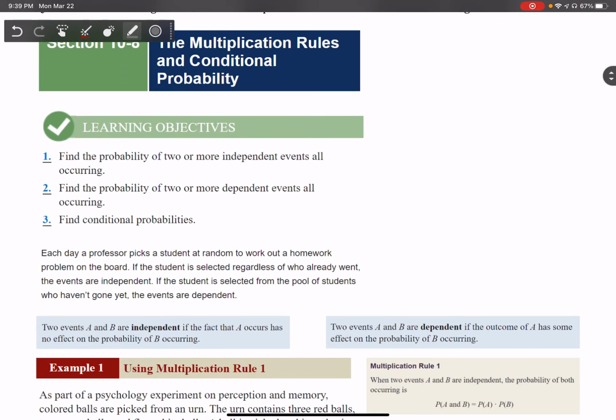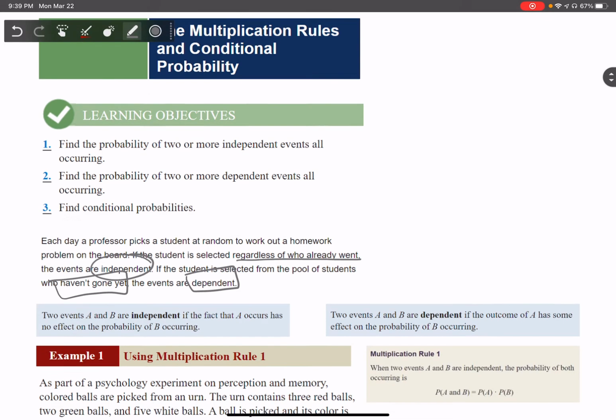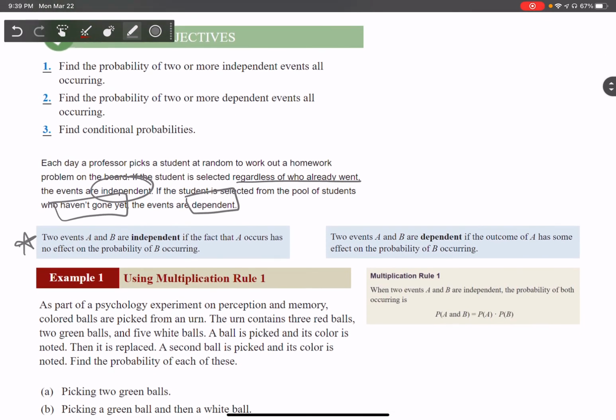So each day, a professor picks a student at random to work out a homework problem on the board. If the student is selected regardless of who has already gone, then this event is independent. If the student is selected from a pool of students who haven't gone yet, then it is dependent because it depends on who has gone, who still has the opportunity to go. So our first two definitions for this section are independent and dependent.